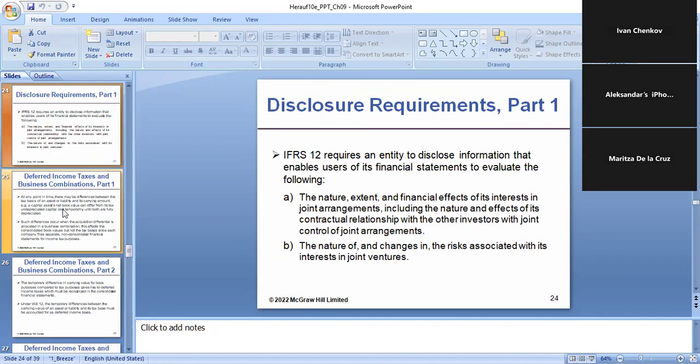Disclosure requirements for the joint ventures for the statements: the nature, extent, and the financial effect of the interest in the joint arrangements, including the nature and effect of the contractual relationship with the investors with joint control of the joint arrangements. Also, the nature and the changes of the risk which are associated with the interest in the joint ventures.